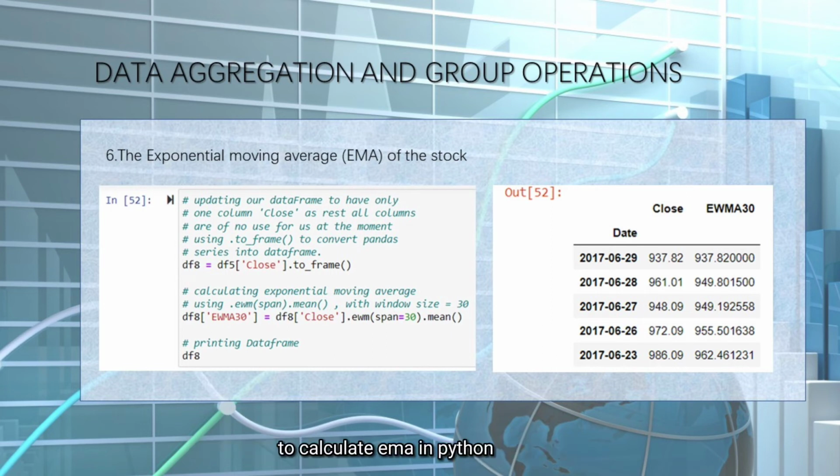To calculate EMA in Python, we use the data frame EWM function. It provides us exponentially weighted functions. We will be using the mean function to calculate EMA.